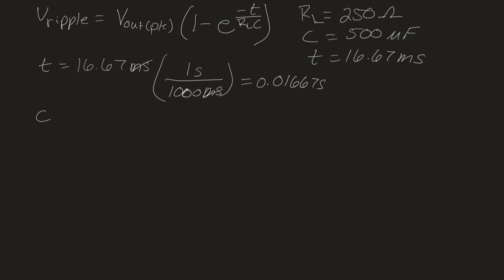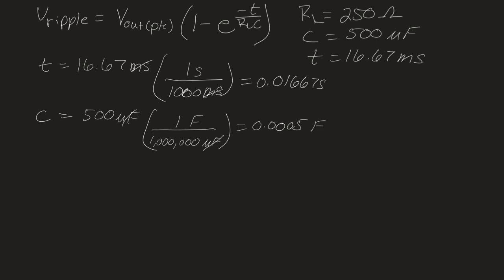Okay. And then let's go ahead and convert our capacitance here. So we have C is equal to 500 microfarads. There's 1,000,000 microfarads in 1 farad. So our microfarads are going to cancel out here, and we're left with 0.0005 farads.